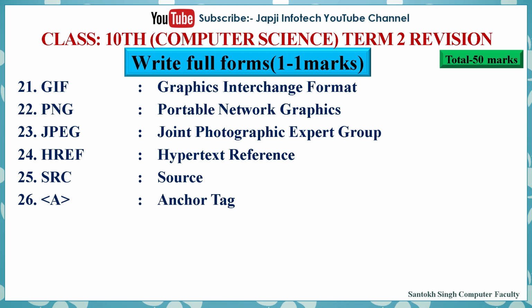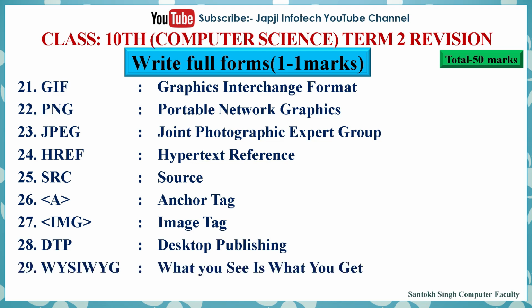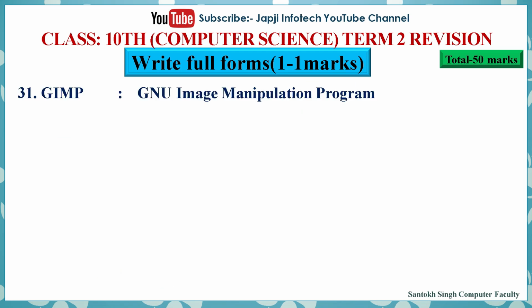26th one is A tag. A tag stands for Anchor tag. 27th one is IMG. IMG stands for Image tag. 28th one is DTP. DTP stands for Desktop Publishing. 29th one is WYSIWYG, which stands for what you see is what you get. 30th one is 3D. 3D stands for three-dimensional. 31st one is GIMP. GIMP stands for GNU Image Manipulation Program. 32nd one is DMP. DMP stands for Dot Matrix Printer.